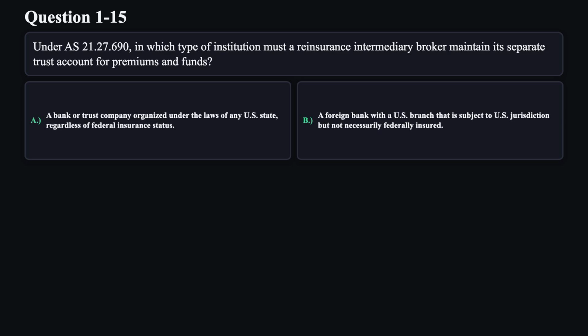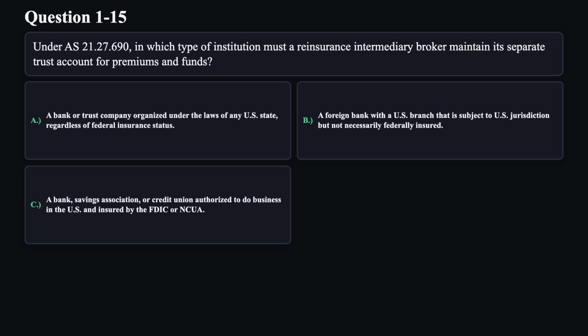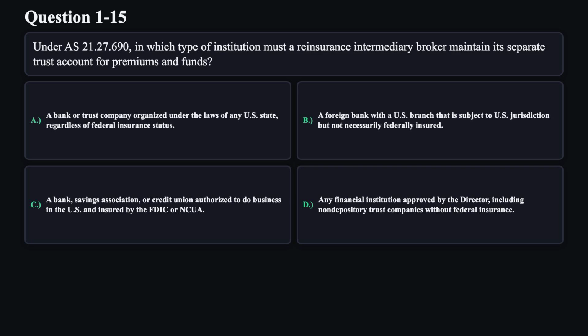B. A foreign bank with a U.S. branch that is subject to U.S. jurisdiction, but not necessarily federally insured. C. A bank, savings association, or credit union authorized to do business in the U.S. and insured by the FDIC or NCUA. D. Any financial institution approved by the director, including non-depository trust companies without federal insurance.